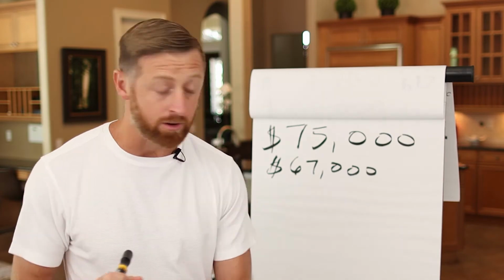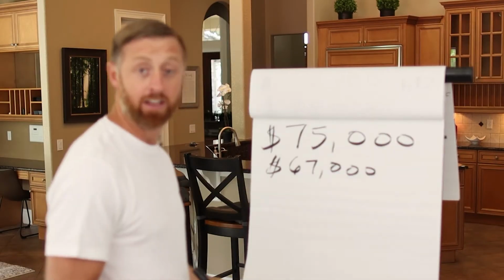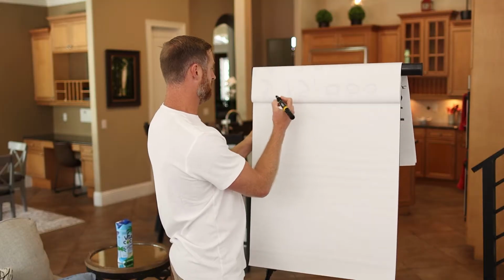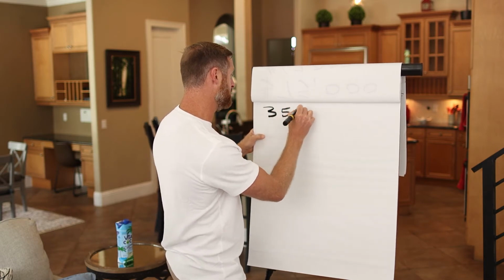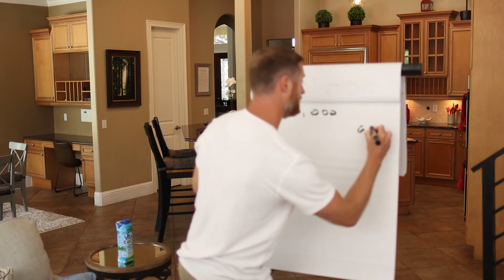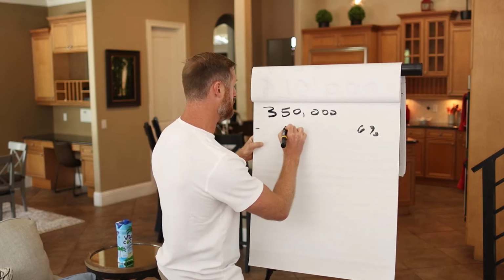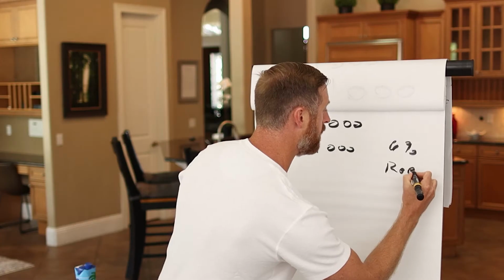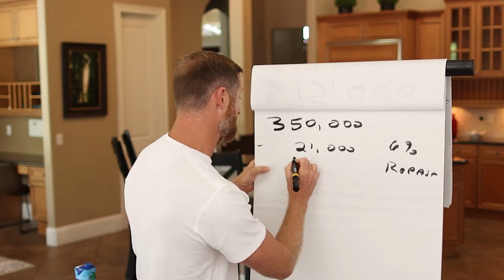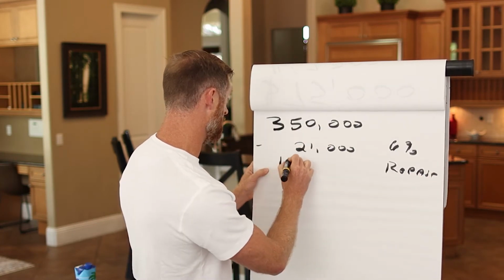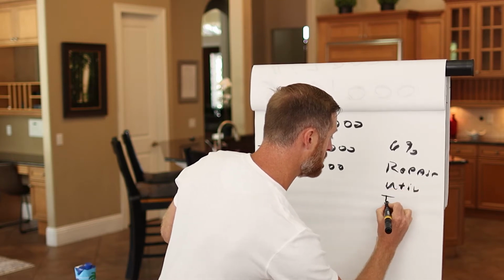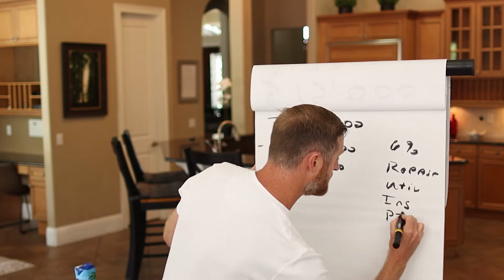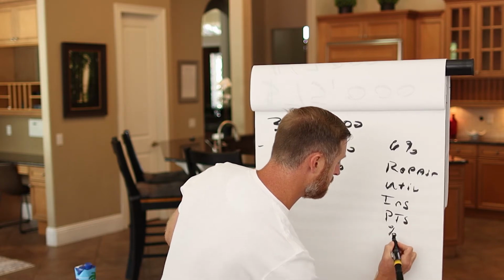So let's break down the numbers of exactly what this is going to cost. This is how to figure out if you got a profitable deal, by the way. I'm going to sell it for $350,000. Don't forget the 6% to the realtor, minus $21,000, minus repair. I'm going to put the repair and oops all in the same one to save some room: $110,000, minus utilities, minus insurance, minus points, minus interest for the money.